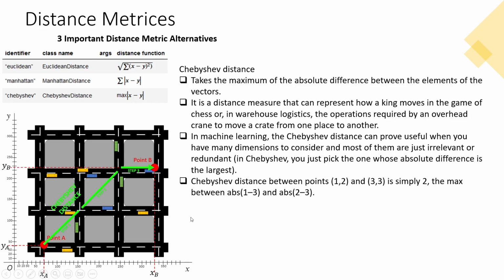And in machine learning, the Chebyshev distance can prove useful when you have many dimensions to consider, and most of them are just irrelevant or redundant. And the Chebyshev distance between point (1, 2) and (3, 3) is simply 2, because it just takes the maximum between the absolute value of 1 minus 3, which is 2, and the absolute value of 2 minus 3, which is 1. So basically the Chebyshev distance between these 2 points is simply 2.